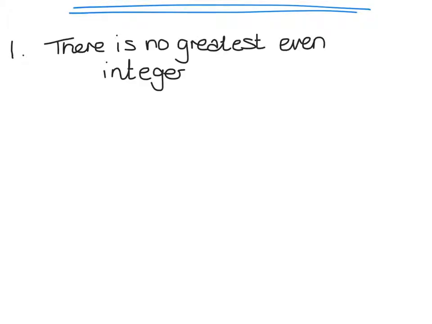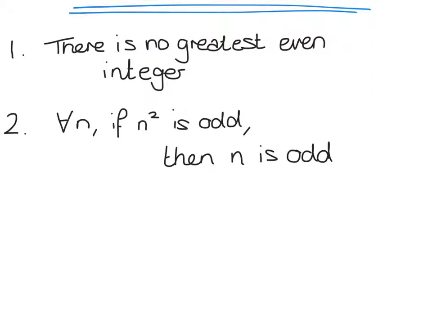Some other proofs by contradiction you could try yourself are that there is no greatest even integer, or that for all n, if n squared is odd, then n is also odd.